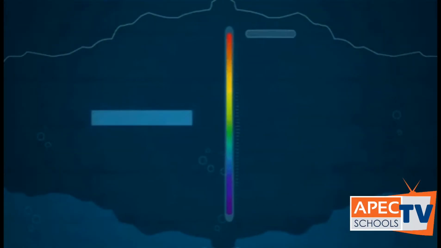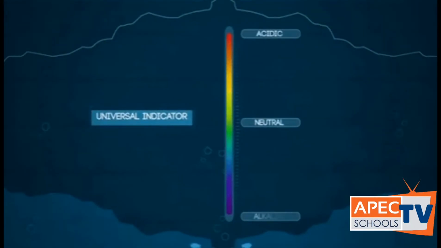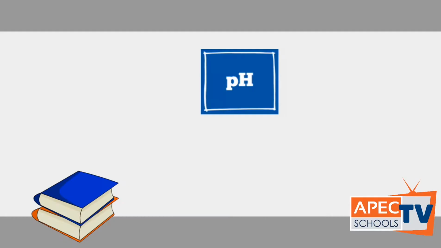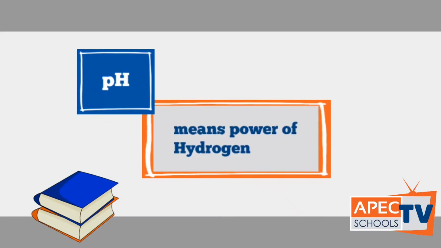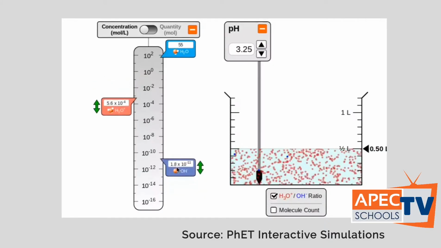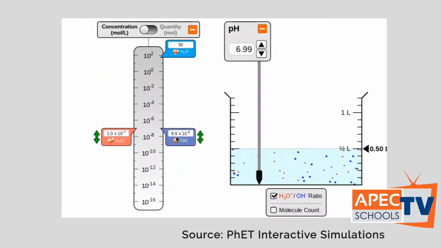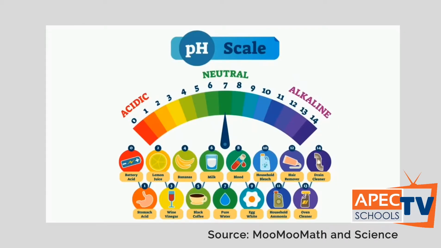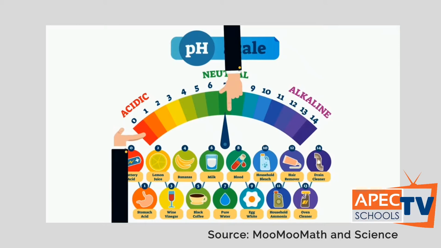One way to determine if a substance is an acid or a base is by looking at its pH level. pH means power of hydrogen. The pH level of a substance determines the concentration of hydrogen ions in a solution. pH level is measured using the pH scale. It is a set of numbers from 0 to 14.